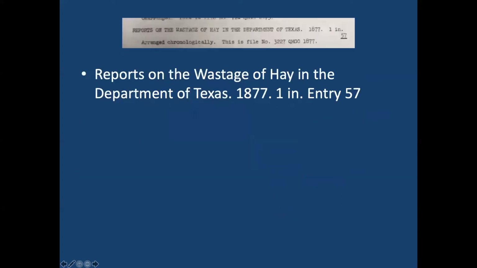There are also some strange entries too, like reports on the wastage of hay in the Department of Texas in 1877. I've never looked at this, but I think that I want to, just for fun, just to see. I have, as a side note, in Record Group 217, there are horse claims for the Mexican War, where you can track a guy with his horse that he shows up with to the mule he goes home with. But it relates in some way to this.